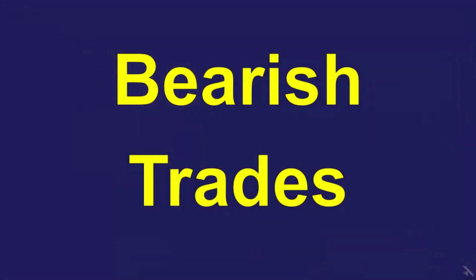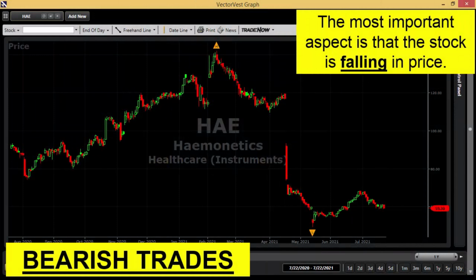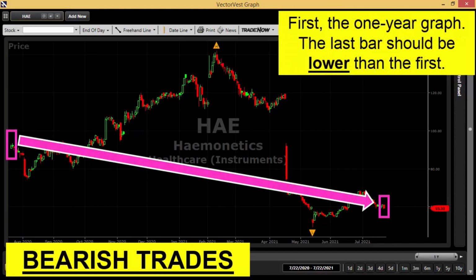Now, a bearish trade is very, very similar. It's just flipped around. Remember, the most important aspect is that the stock is falling in price. So we're going to go back to those same principles. We're going to look at a 1-year graph. The current bar over on the right needs to be lower than the first bar on the graph. That's 1 year ago. We are making lower lows over the course of the year.